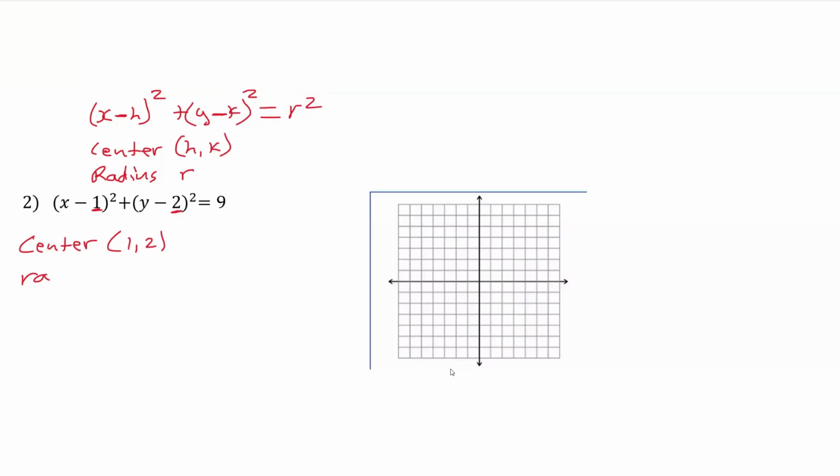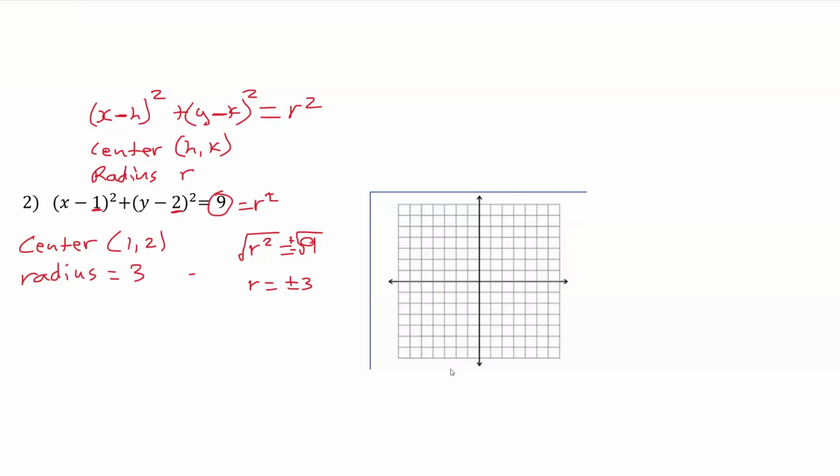And the radius, well, you have to remember that this number is r squared. So that means r squared is 9. And if you take the square root of both sides, you get plus or minus, of course, then r will equal plus or minus 3. But since the radius cannot be negative, just say the radius is 3.